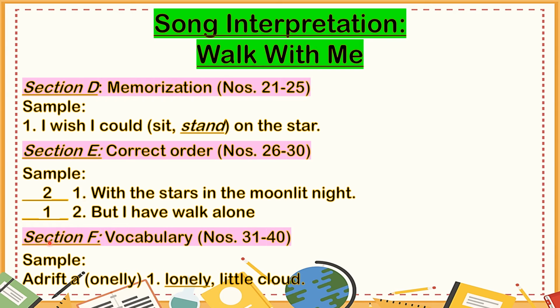Next, section F, vocabulary, numbers 31 to 40. Example, adrift, unscrambled letters here, and in the space provided, you are going to write the correct word. So, the given here are unscrambled letters. You are going to write the correct spelling of the word. And then, after you thought of the correct word, you write the word in the space provided.